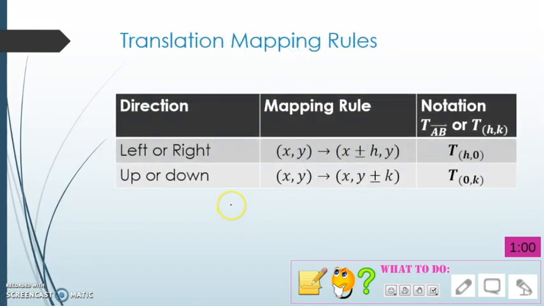And then our last transformation is translations. For translations, you need direction and how many. For left and right, since that is representative of the x-axis, you add or subtract that value to the x-coordinate. So h represents how many spaces it moves. Then up or down represents the y-axis, so all you do is add that value to the y-coordinate.